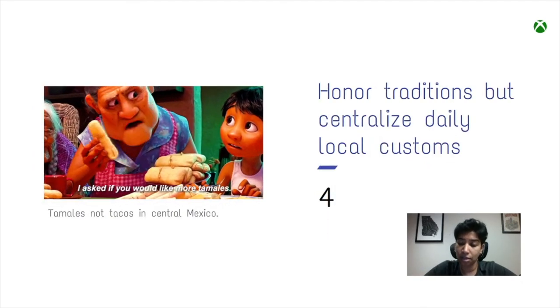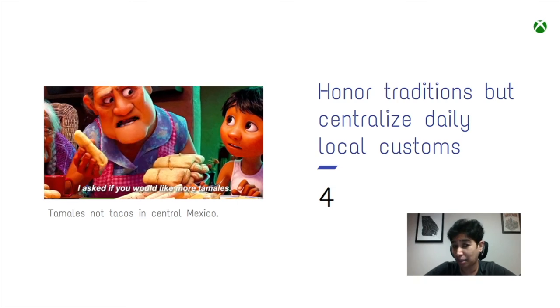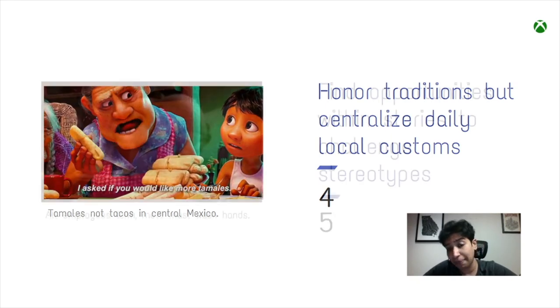Now, the fourth is to honor traditions. Sure, there is a traditional aspect to every culture that we want to bring in, but it needs to be authentic in the sense that it has to tie into daily customs. Now, this scene in Coco could have featured tacos. Instead, they chose tamales, and that is the sensitivity of understanding that tamales are more often eaten by more people in Mexico, right?